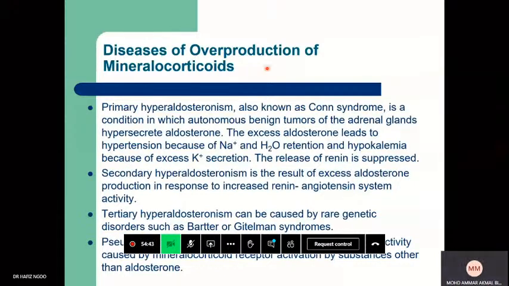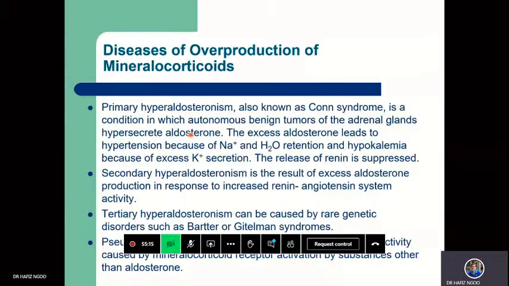Okay. So Addison disease, we just skip that one. I think there's something wrong with the slide, something jumped out. We look at diseases of overproduction of mineralocorticoid. You have primary, secondary, tertiary, and even pseudohyperaldosteronism. For primary, basically, it's known as Conn syndrome, a condition where there's a benign tumor of the adrenal glands that results in hypersecretion of aldosterone.